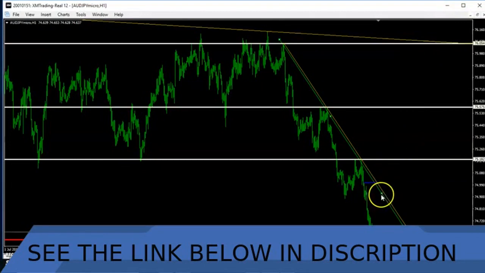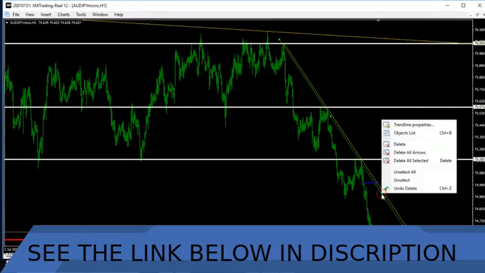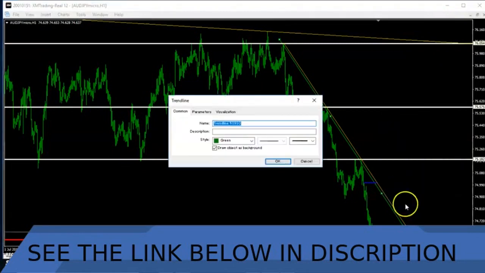Trendline EA, MQL5.com. When you put it here, the way I did it in my last video, that's when you can see the result of the trend.